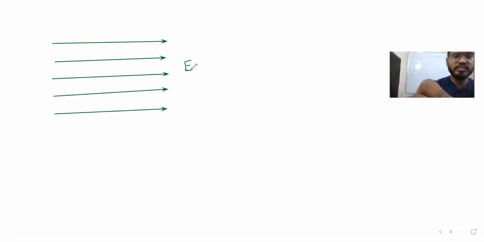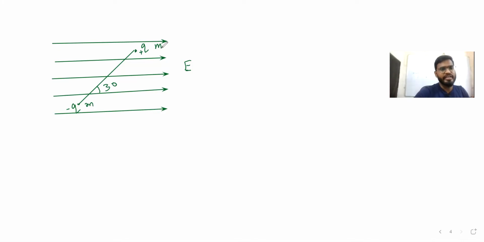Fine. A dipole is placed. So we can say minus Q charge and plus Q charge, right? This dipole is placed here. Now the question is what? It is placed at an angle of 30 degree. And the mass of the charge is what here? M and M, right?